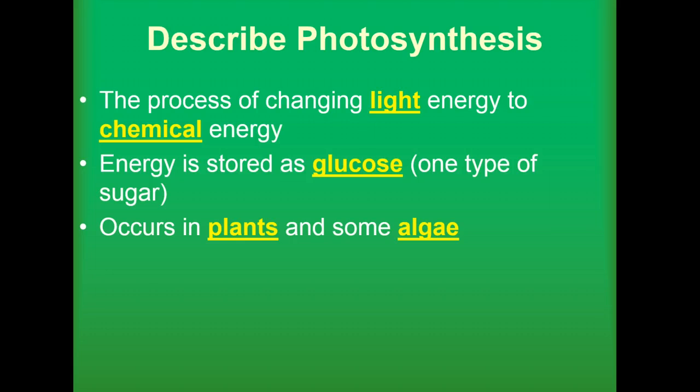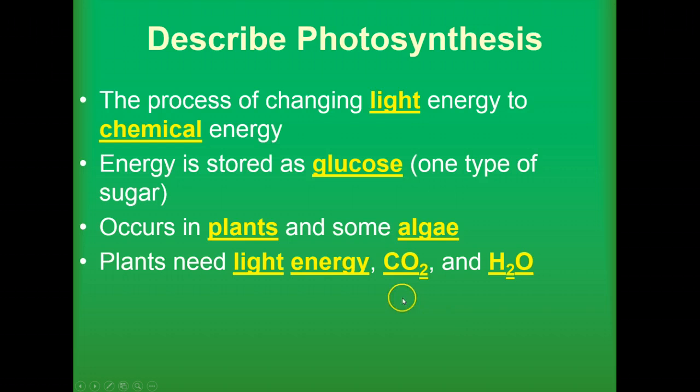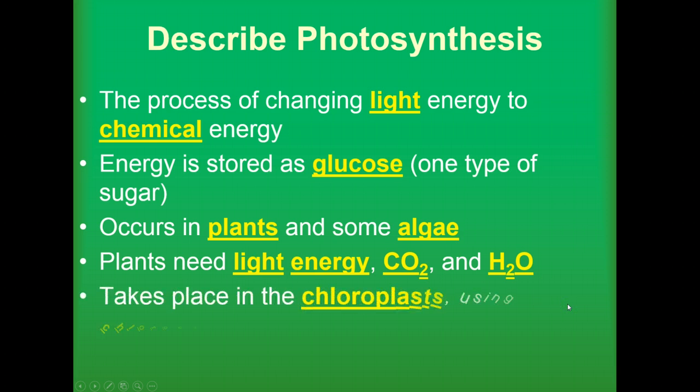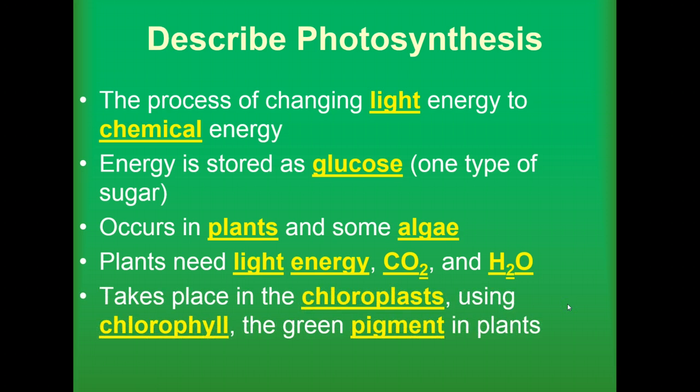Okay, photosynthesis occurs in plants and some algae. The green goopy stuff that gets in ponds, that's algae, or in your fish tank. Plants need light energy, CO2, and H2O. So if I asked you what 3 things do all plants need for photosynthesis, you would tell me they would need light, they need carbon dioxide, and they need water. So now where exactly does this happen? It takes place in the chloroplast, which is a particular organelle or part of a plant cell, using something called chlorophyll.